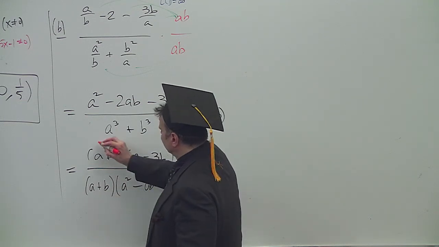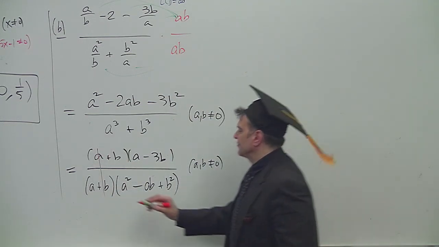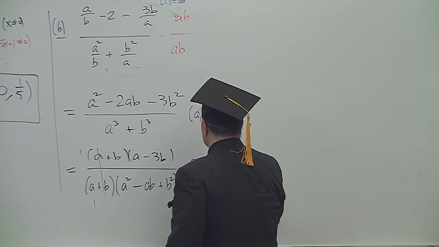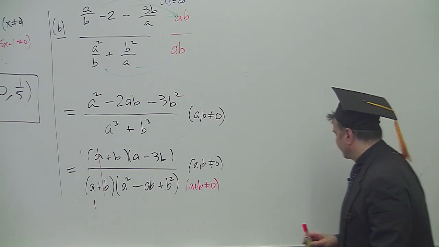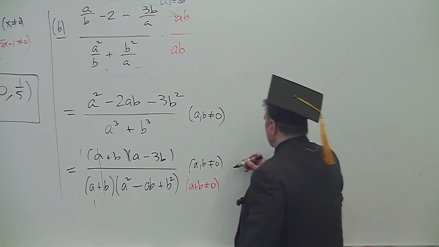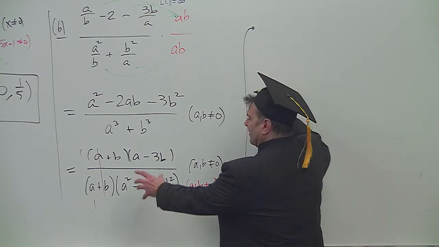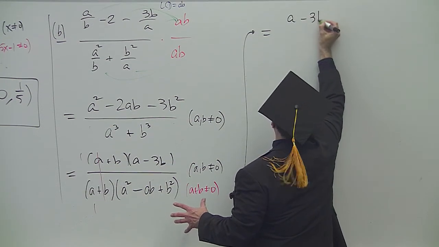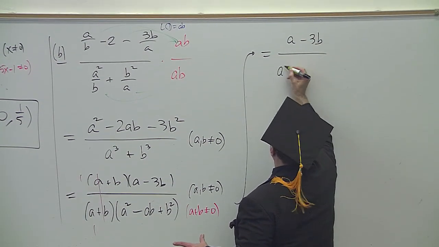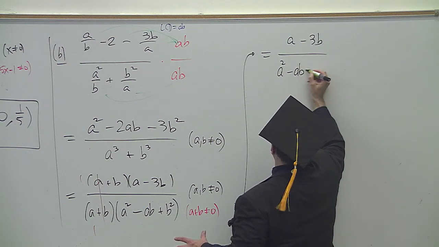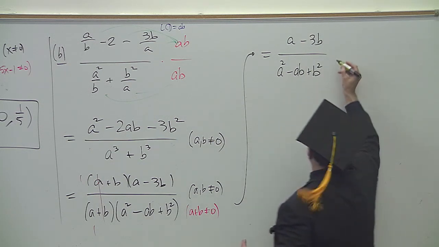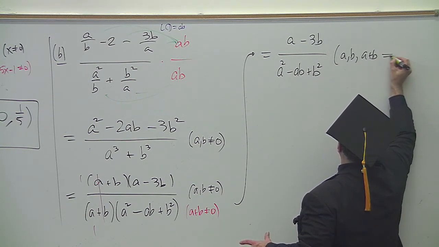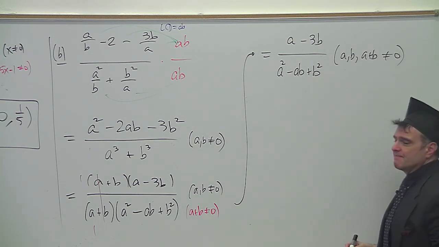At which point we see that a plus b cancels, which means we also have a new restriction. A plus b can't be 0. And so our final answer here is a minus 3b over a squared minus ab plus b squared. And neither a, b, nor a plus b can equal 0.